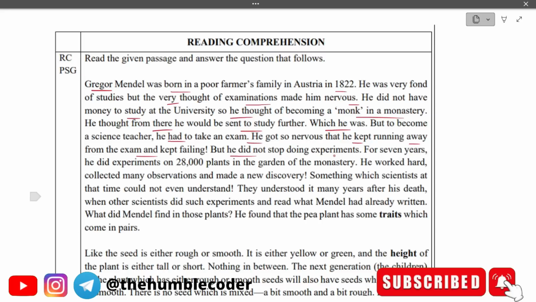But he did not stop doing experiments. For 7 years, he did experiments on 28,000 plants in the garden of the monastery. He worked hard, collected many observations, and made a new discovery, something the scientists at that time could not even understand. They understood it many years after his death, when other scientists did such experiments and read what Mendel had already written. What did Mendel find in those plants? He found that the pea plant has some traits which come in pairs.